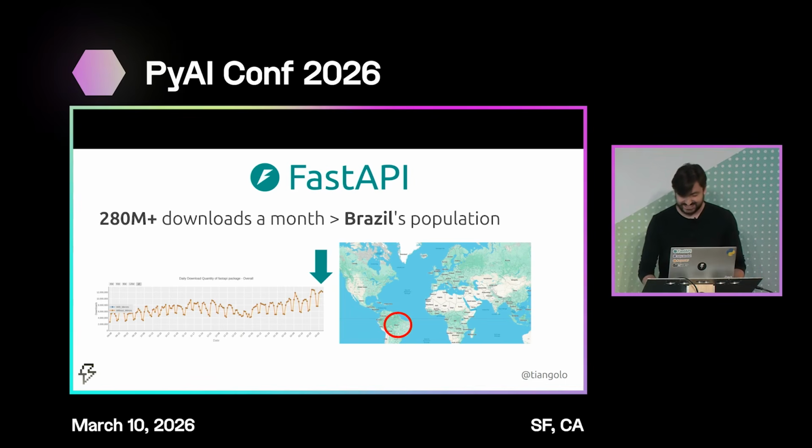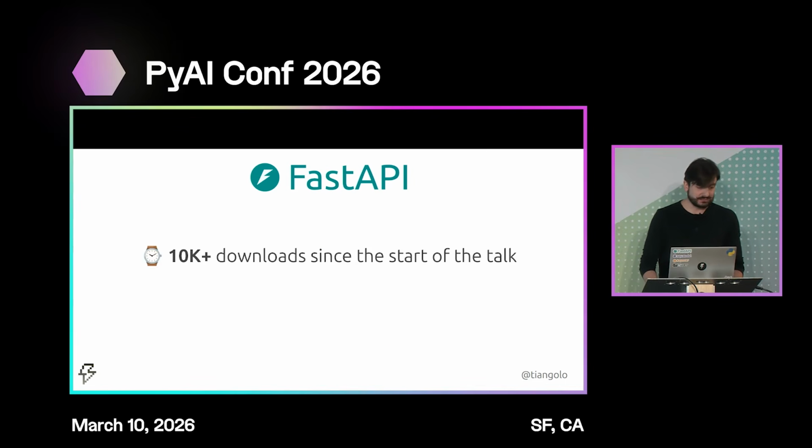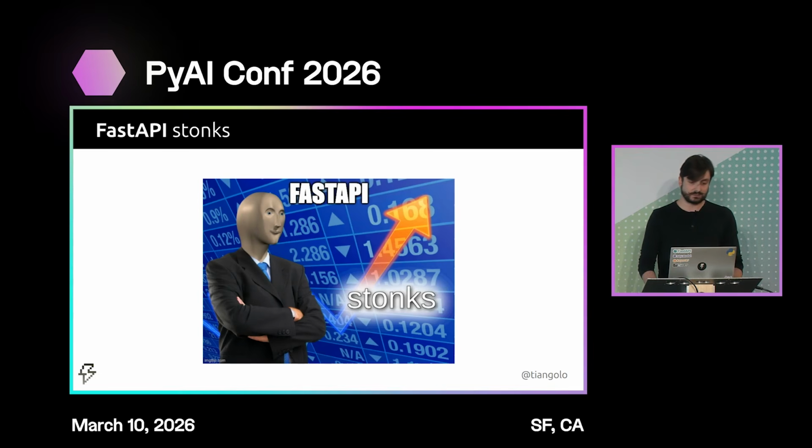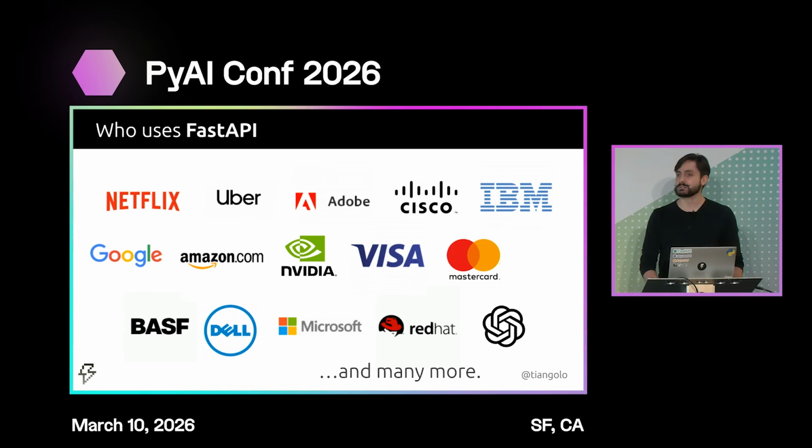Yay! Nice. Which is like around $10,000 since I started talking. It's a lot of internet bytes we are consuming. It's been growing in the developer survey for Python, for Stack Overflow, so FastAPI stonks, yay! It's been used by a bunch of companies. You might recognize some of the logos there, or maybe you work for one of those.